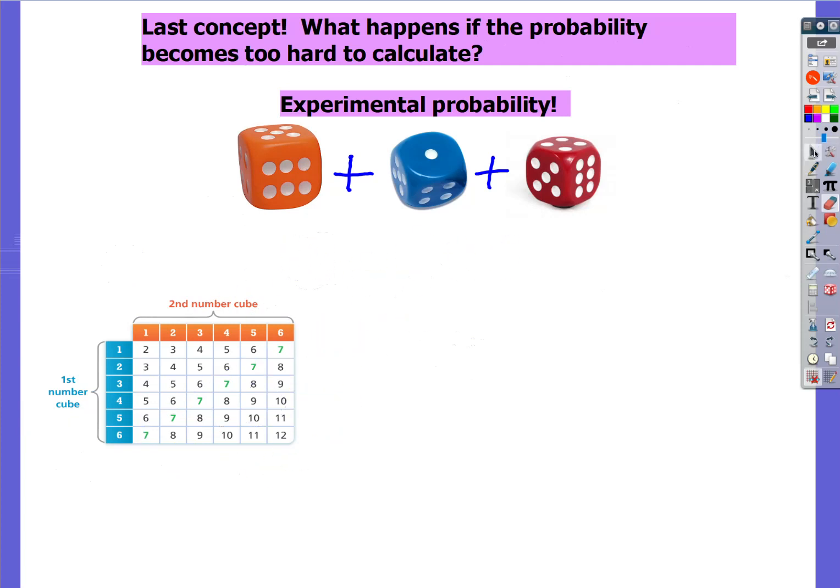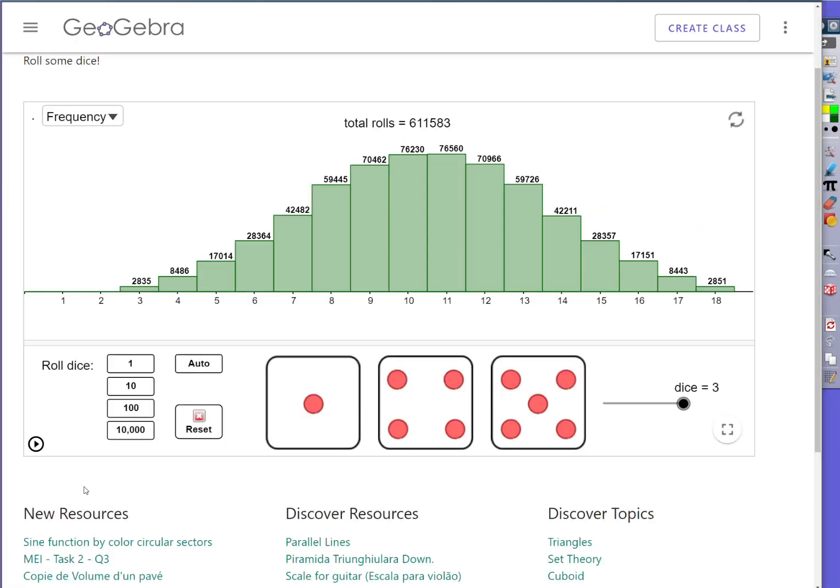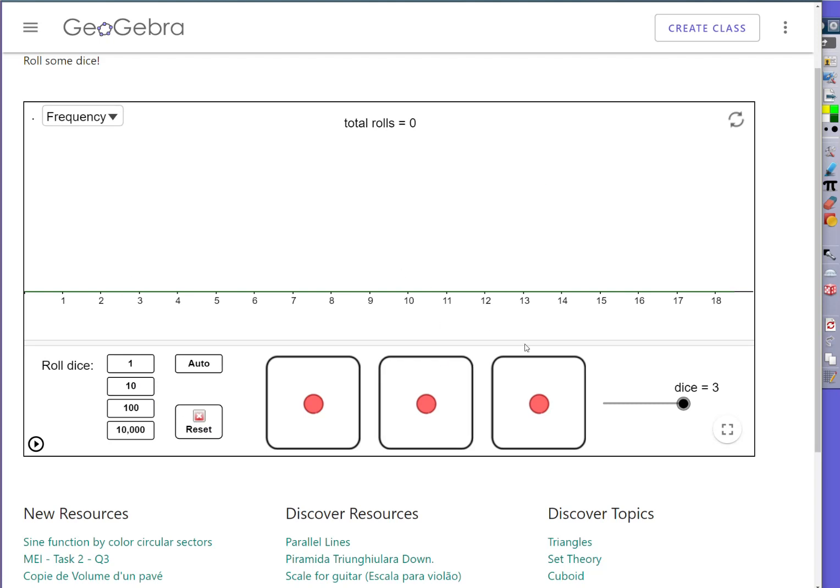So what we're going to do is throw out our table and instead look at some simulation. We're going to run our own little experiment and see if we can get close to the probability, or get as good an estimate as possible. So I'm going to bring in a simulation for this. And before we start anything, we're going to play around with it a little bit.